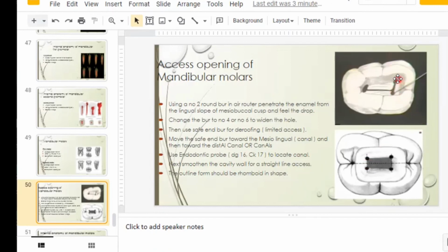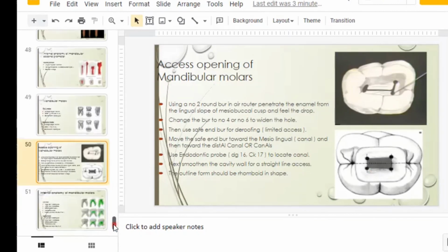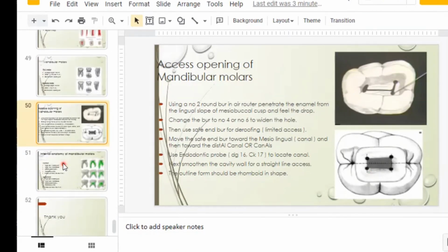Mesiobuccal, mesiolingual, 1 distal. If it is 1 distal, it will be in the center of these 2. That's the reason there is a line here. If it is 1 canal, it has to be in the center, but it is not at the center. It is a little bit buccal, 1 canal that is called distobuccal, and 1 canal lingual, distolingual. Mesiobuccal, mesiolingual, distobuccal, distolingual. This is a 4-canal pattern. Again, everything is the same.